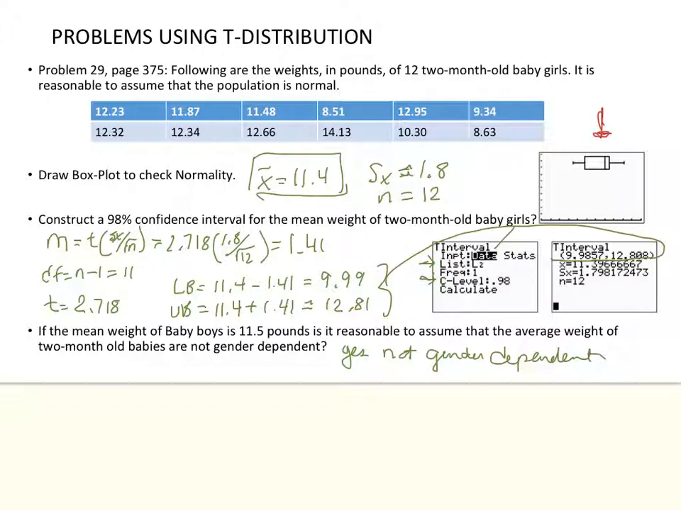At this stage of the game, obviously, as the kids get older, of course, that would change. Weight changes based on the gender. That concludes our problems in chapter 8.2.